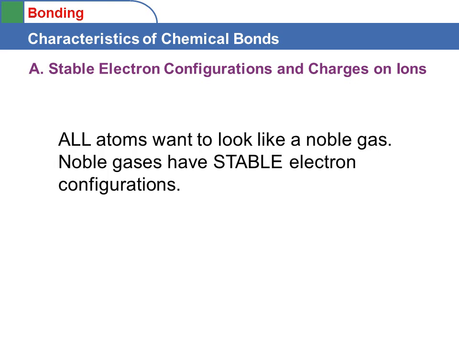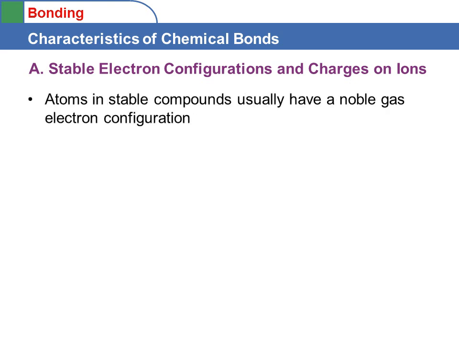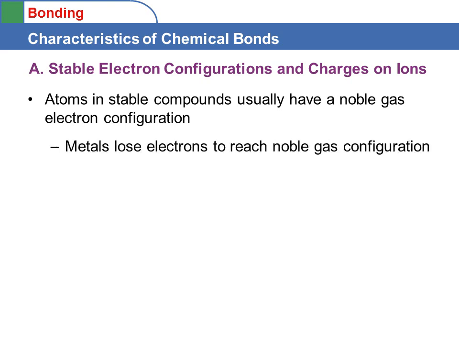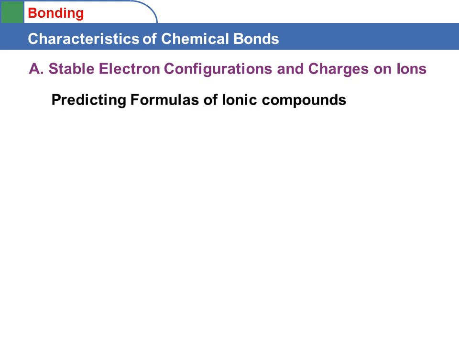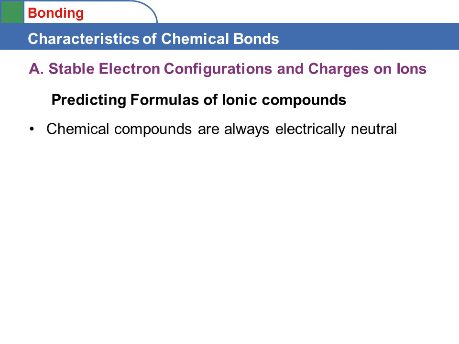So again, all atoms want to have the same number of electrons that a noble gas has, and that's because noble gases have very stable electron configurations. Atoms in stable compounds usually will have that noble gas electron configuration. So metals will lose electrons to reach noble gas configuration. Nonmetals will gain electrons to reach that same configuration. And because we can predict what those charges on the ions will be, we can also figure out what the ratios of each of these ions would be in an ionic compound.